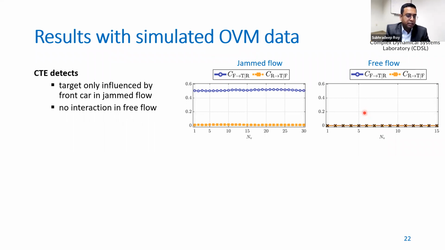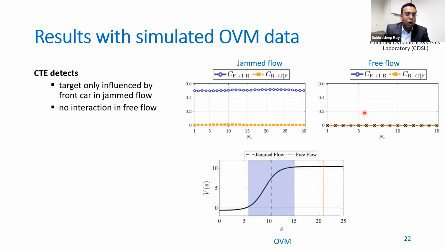So we look back at the differential equation for the OVM model, and we plot the optimal velocity function over here. This is the black curve, which is the optimal velocity function with our simulated parameters. And there are 2 regions. These are very narrow regions, as you can see. The vertical dashed lines correspond to the mean gaps of all the vehicles, averaged over all vehicles and over the entire simulated time.